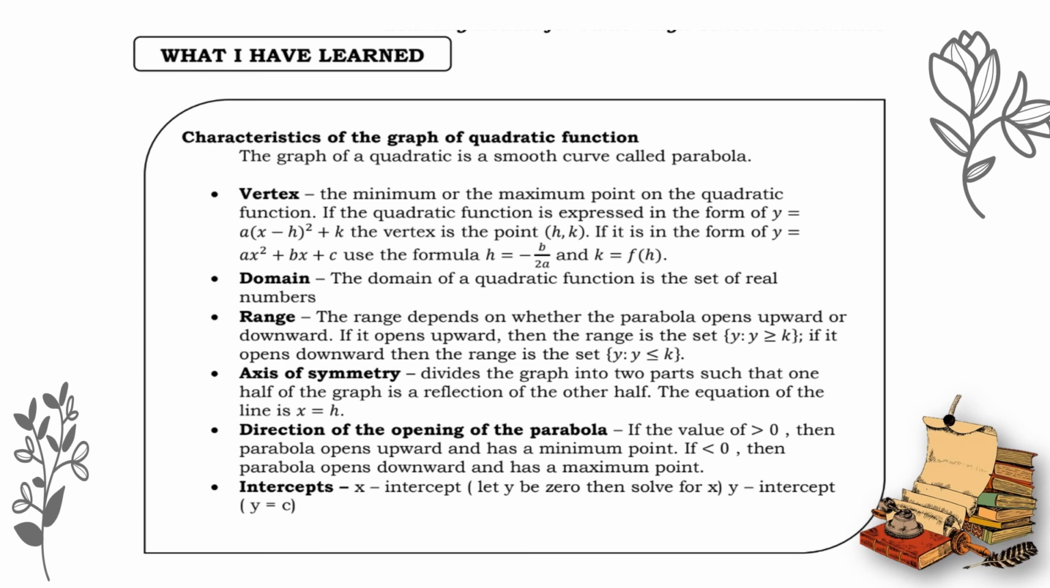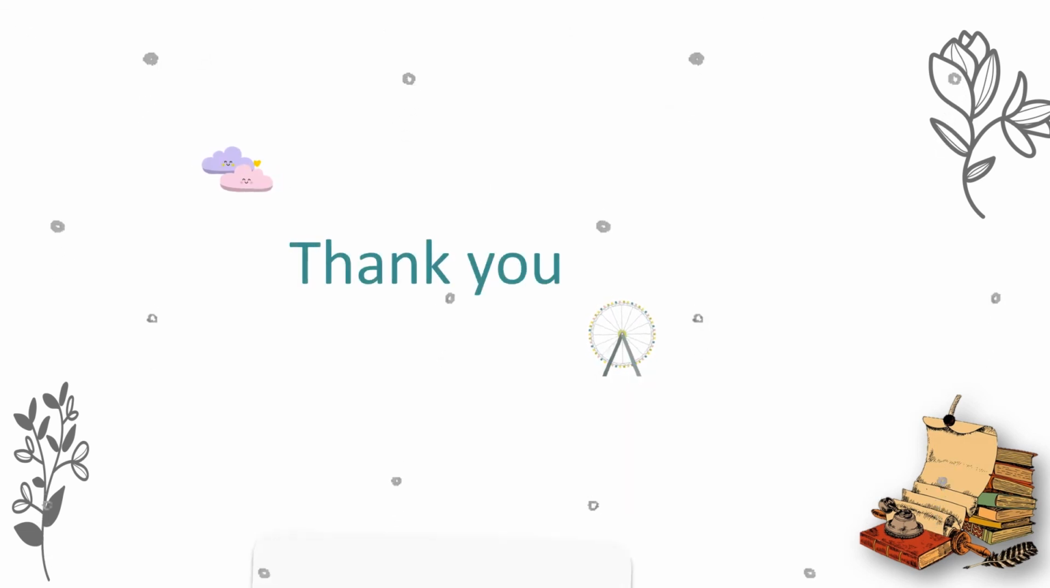So, ang mga napag-aralan po natin ngayon, characteristics of the graph of quadratic function, wherein the graph of quadratic function is a smooth curve, and that is what we called a parabola. Kinuha po natin ang vertex. We also identify the domains, the range, axis of symmetry, direction of the opening of the parabola, and also the x and the y intercepts. Okay? So, that's it for today. Thank you so much.